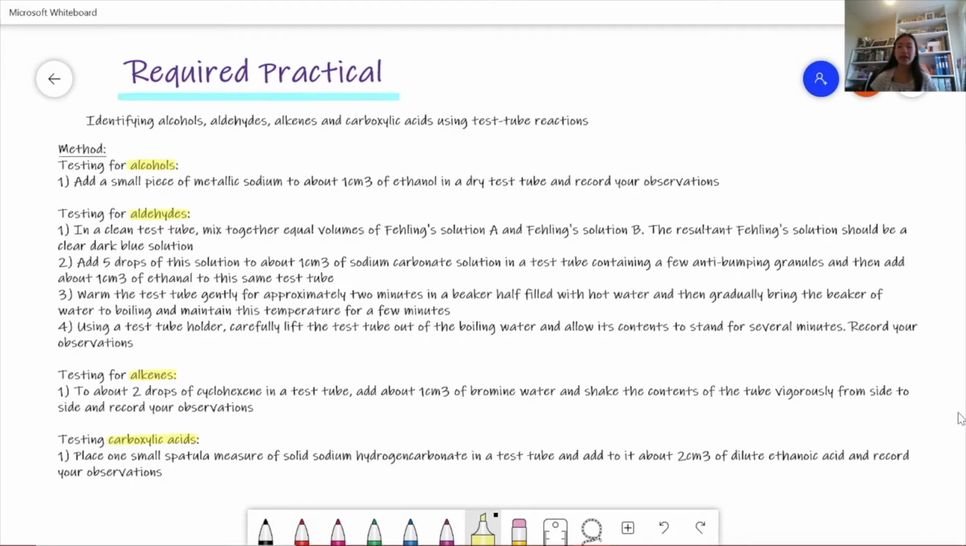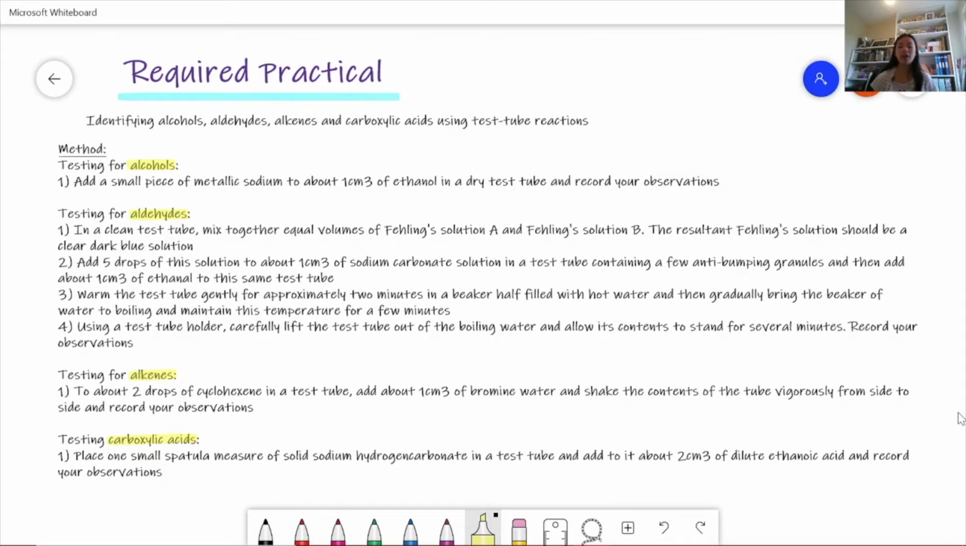So the first part is testing for alcohols, and we're going to add a small piece of metallic sodium to about 1 cm³ of ethanol in a dry test tube and record the observations. Now, before we looked at identifying alcohols by adding acidified potassium dichromate, but this time we're going to add some metallic sodium.